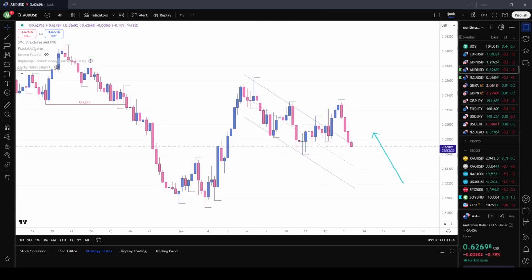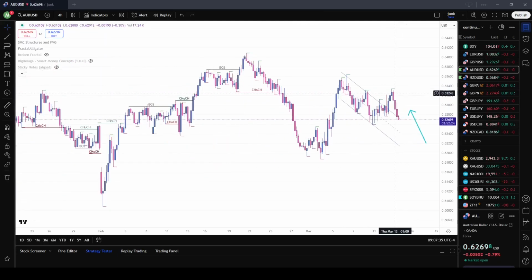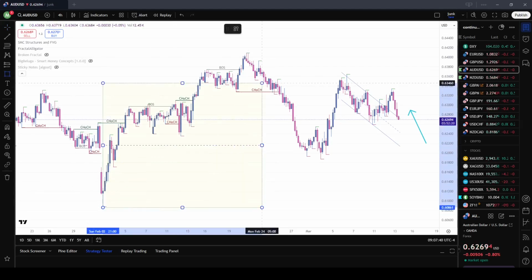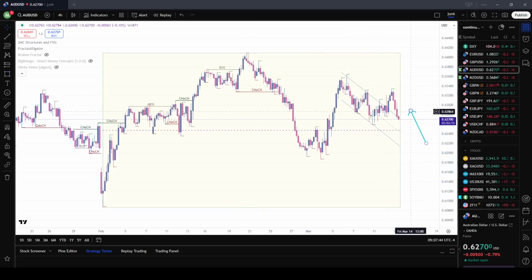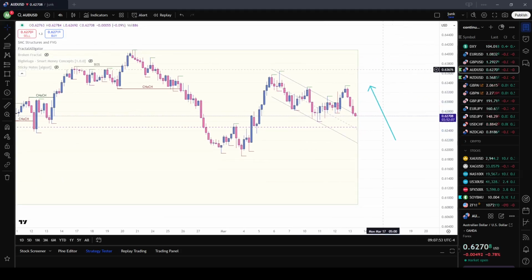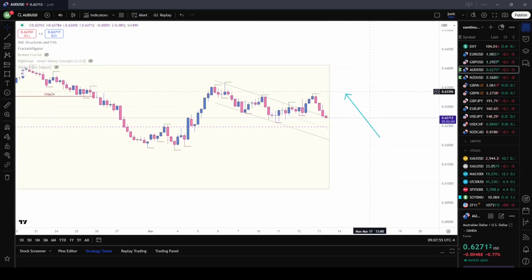AUD USD. This is the channel that I mapped out yesterday, but let's go and look at the entire range that we're in overall. You can see it came back into discount, should have targeted the highs, took out some liquidity, then it started trading into this downward channel, appearing like a bull flag. But now it broke out, but overnight it has come back down into the channel.